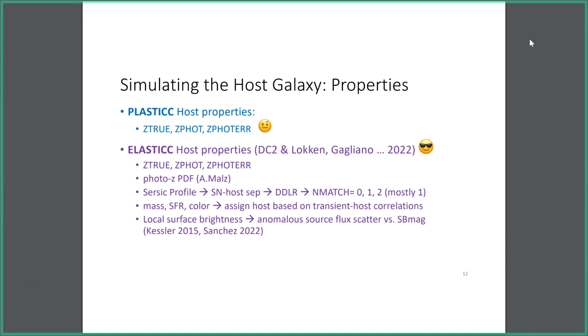There's also properties: mass, star formation, and color. And these are used under the hood to assign the host based on the transient host correlation. So that's the underlying physics there. And then there's also a local surface brightness, which we use to anomalously increase the flux scatter. It's something we've observed in both DES and with DC2. And so that effect is in there as well. So basically, nearby, like a kilonova on a bright galaxy, the flux will scatter a bit more than Poisson noise, actually quite a bit more. Next slide, please.